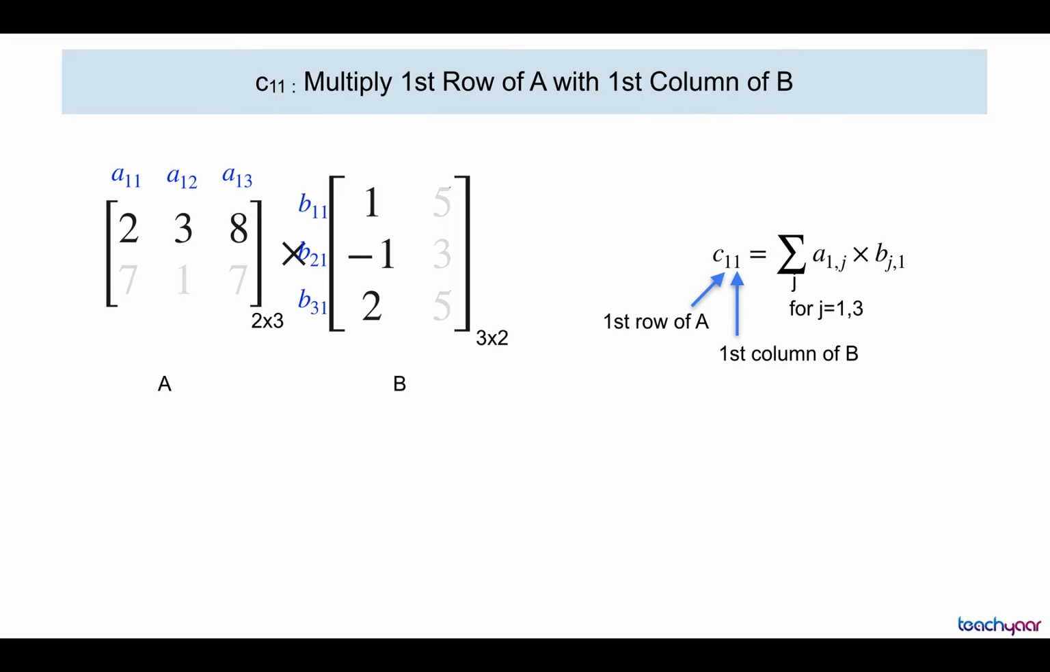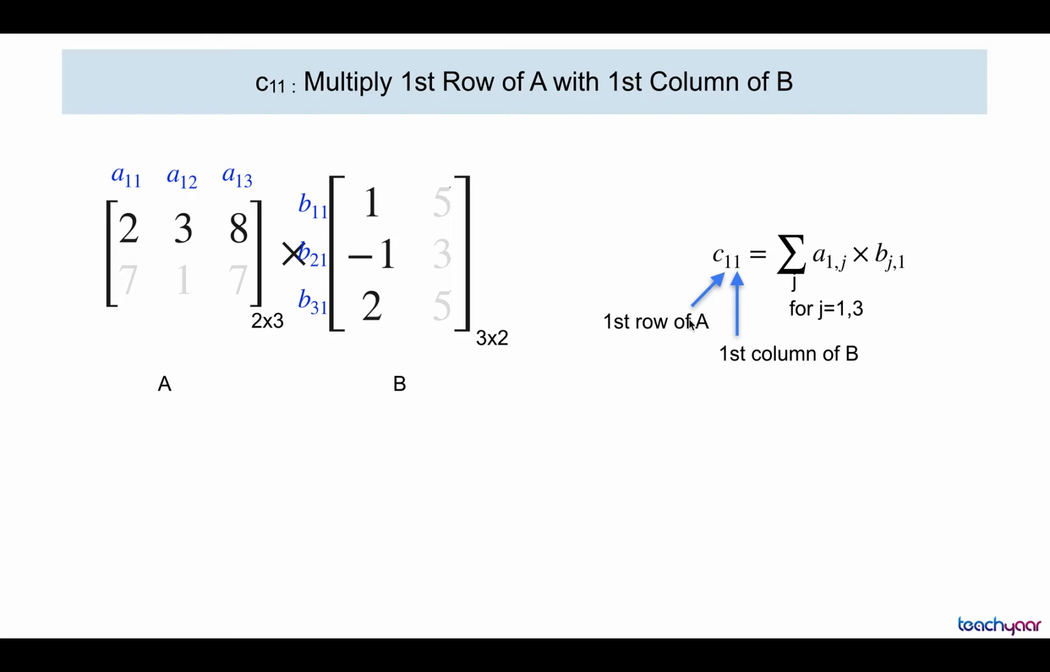To get the first element of C, C11, what you have to do is take the first row of A and multiply each of those elements with the corresponding elements of the first column of B. So how do you know it's the first row and first column? Well, you want C11. The first subscript here is the row index, which indicates the element in the first row of C.